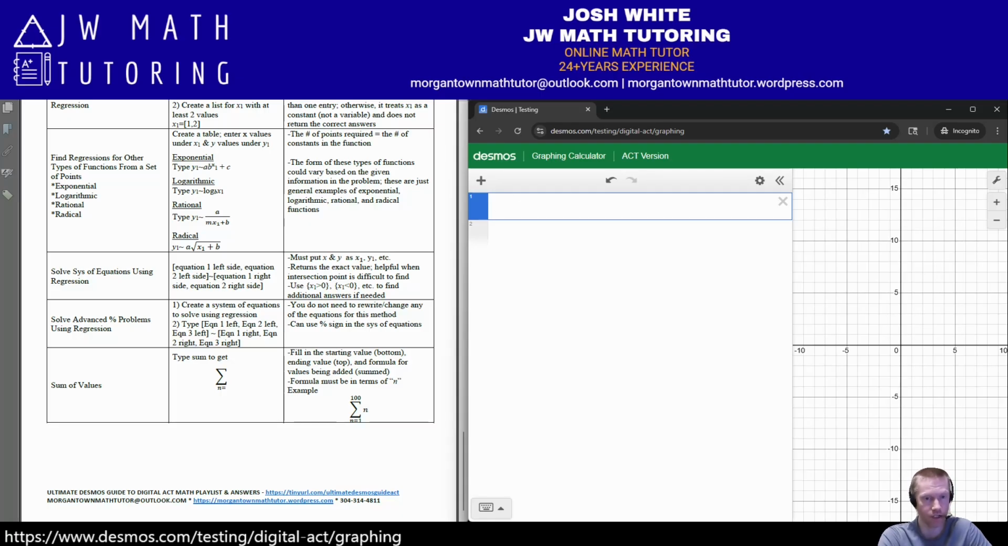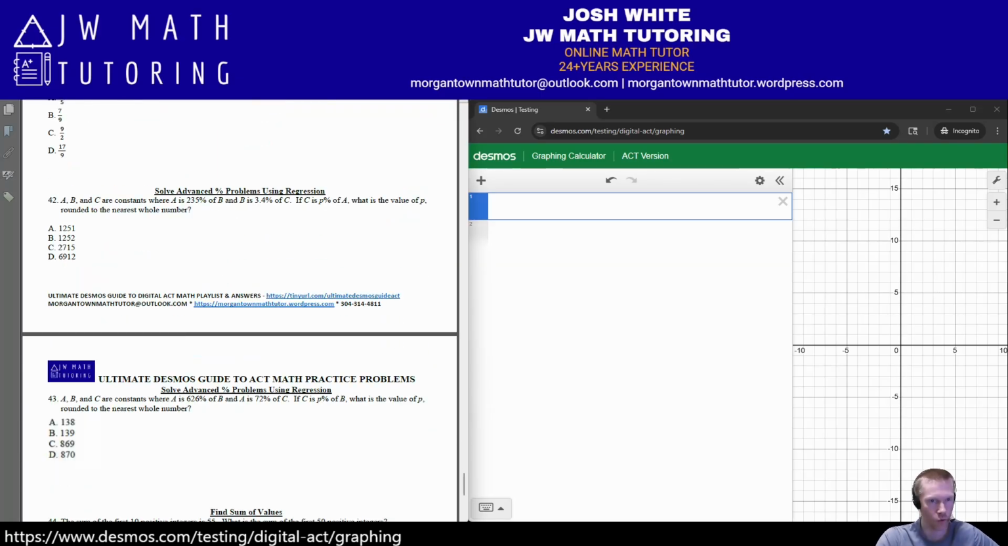And you can use the percentage sign in the system of equations. You don't need to change anything or rearrange anything. And notice it's equation 1 left, comma, equation 2 left, comma, equation 3 left, and then all the right sides go in the right brackets. All right, so let's look at an example problem.